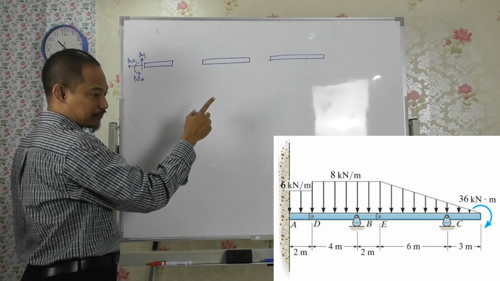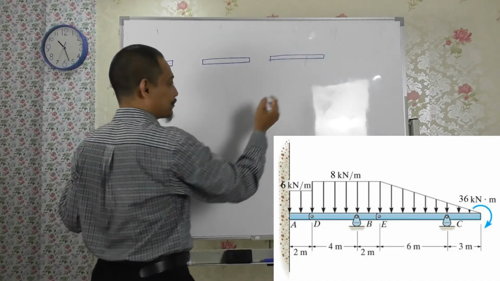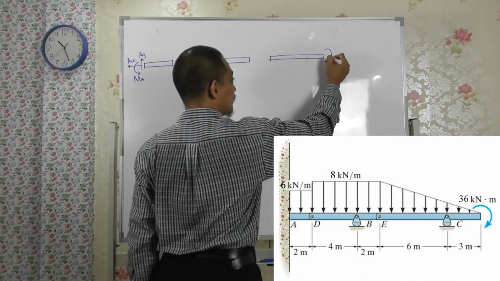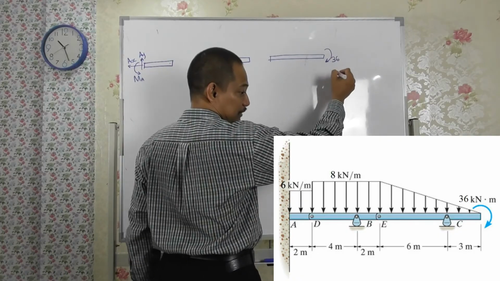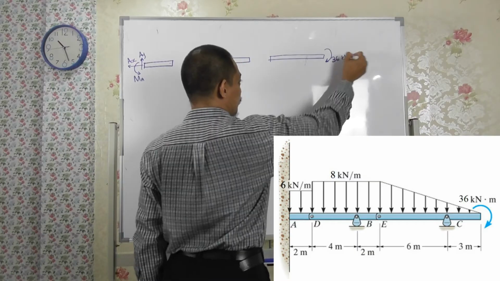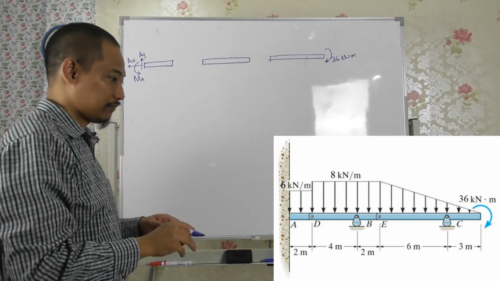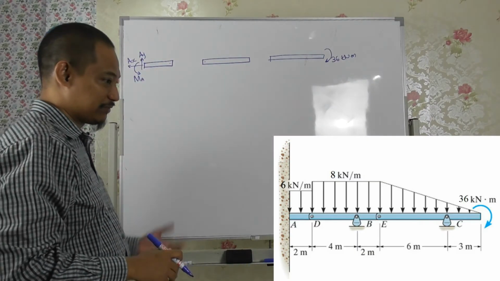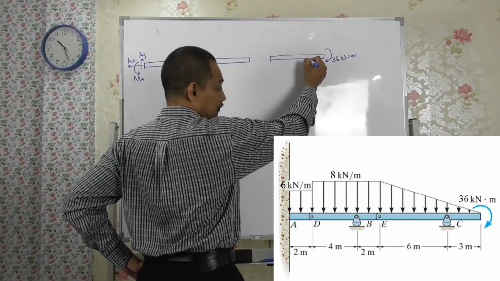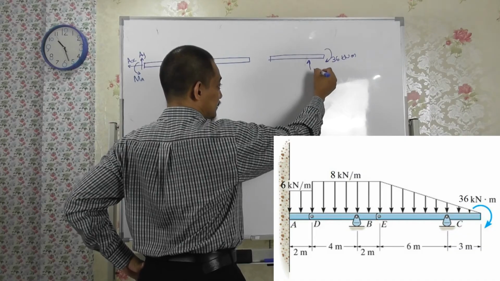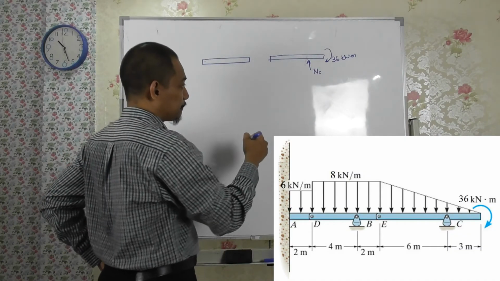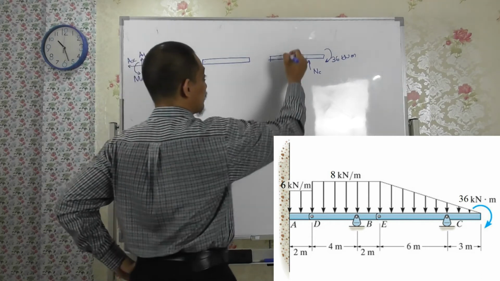Alright, I'll start from the end there. For this one, you have 36 kilonewton meter, because this is where you have the value. So your calculation will start there, because that's the value that you have. And then you have a normal reaction at C here, and then you have the force from the distributed loading.